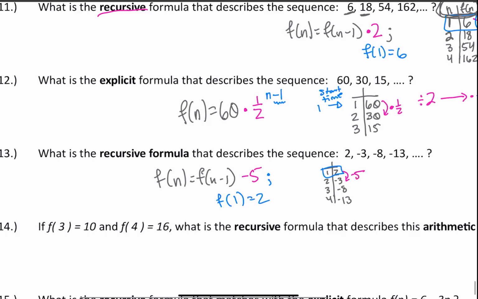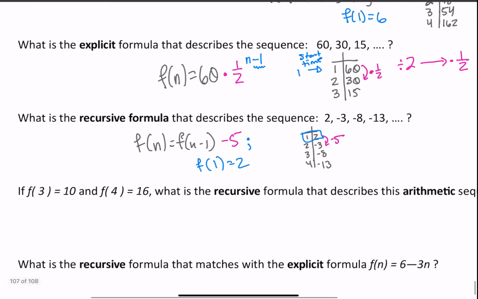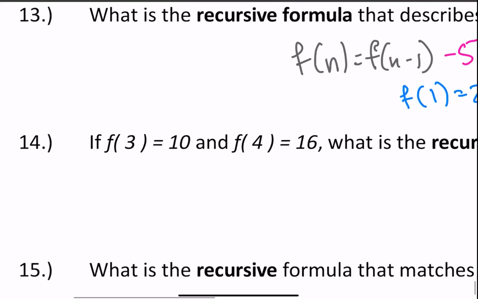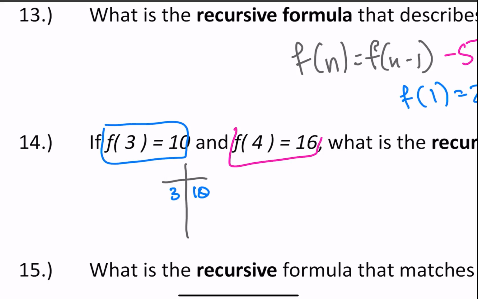All right. If f of 3 is equal to 10, f of 4 equals 16, what is the recursive formula that describes this arithmetic sequence? So that means that this is either adding or subtracting. So let's look at this. We have f of 3 equals 10. When I write that in my table, that's just 3, 10. And we have f of 4 equals 16.